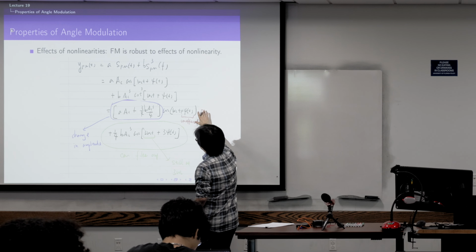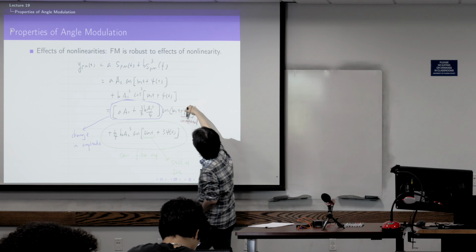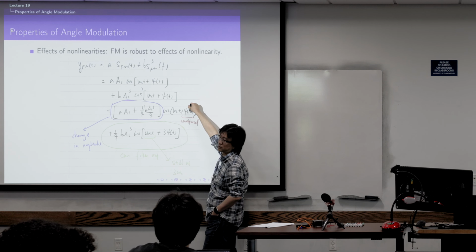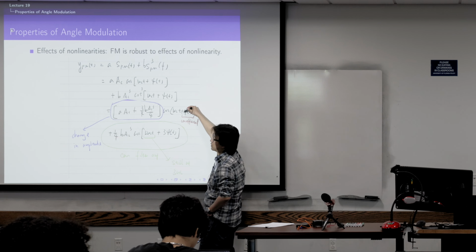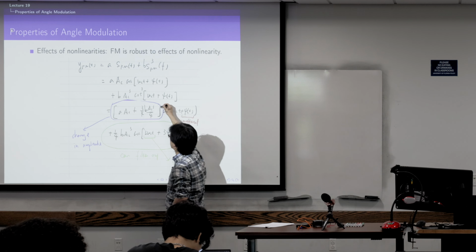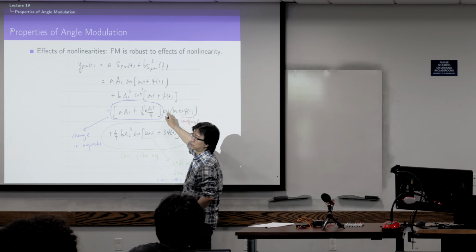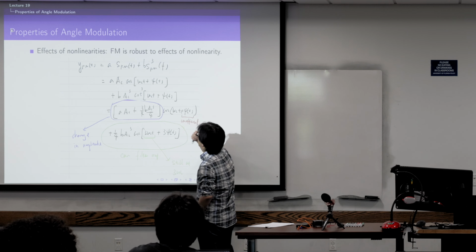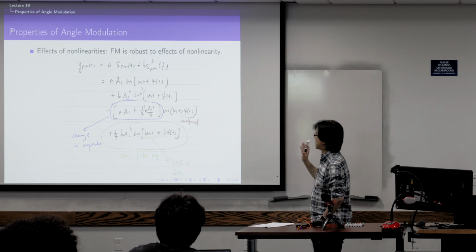And for this part, remember that this is the integral of the message signal for FM, right? So this carries the information. This phi is not changing at all. The only change here is that we have a constant here, right? But this is the magnitude of the carrier, so it doesn't matter. So it basically means that FM is robust to the nonlinearity of a system, right? So this is just one example.